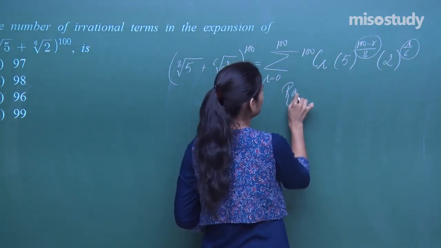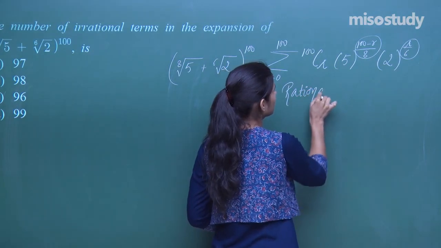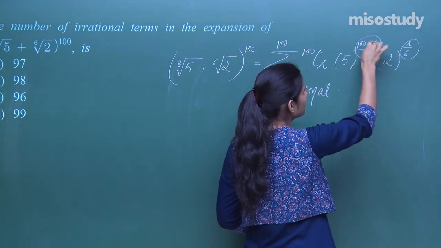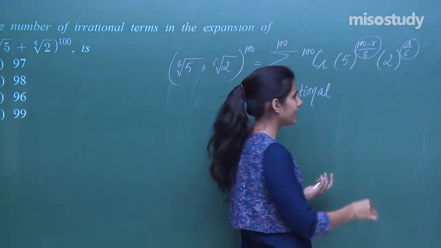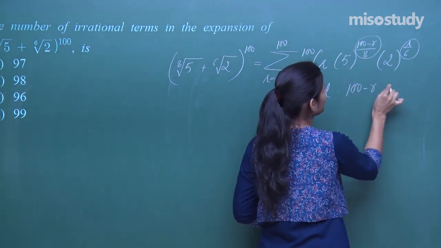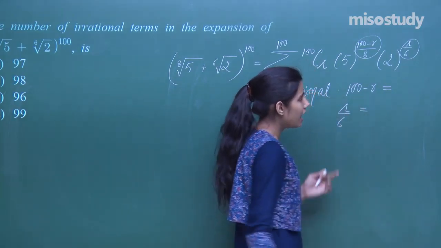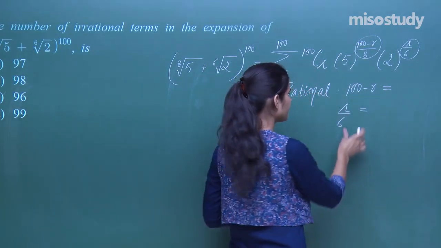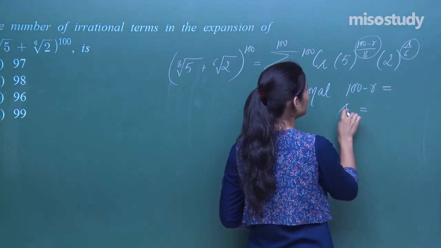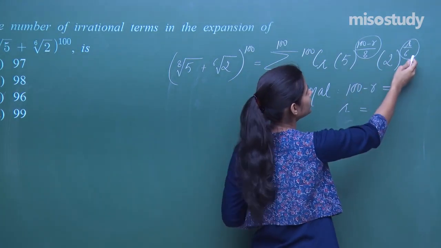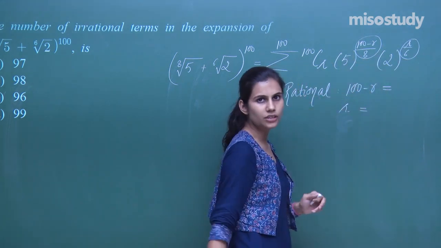For rational, I should get this as integer and this as integer. That means 100 minus R should be divisible by 8. R by 6, R should be divisible by 6. 100 minus R should be divisible by 8 and R should be divisible by 6 for these to come out to be integers, and hence this comes out to be rational.